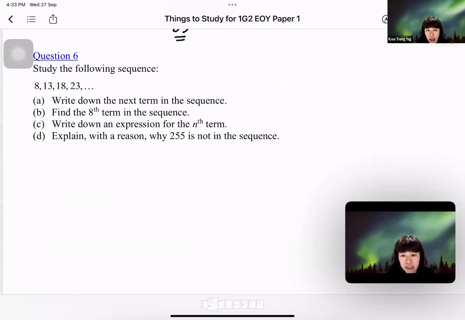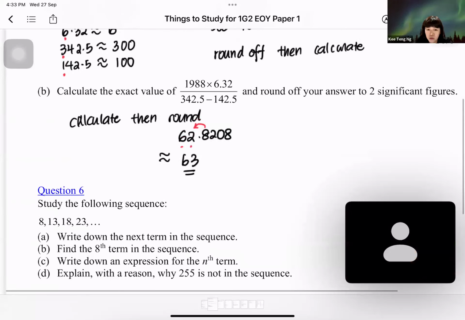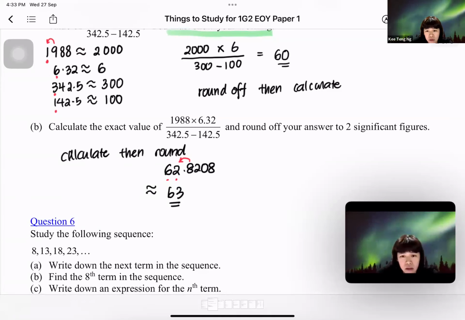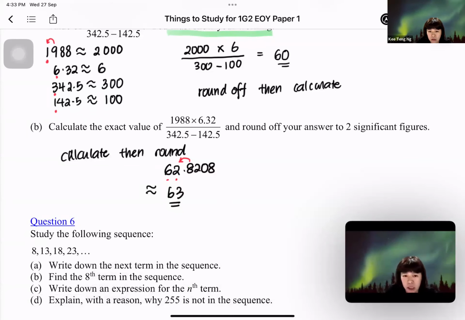Next one, study number pattern. I'm done copying. Actually, y'all don't need to rush to copy. I can send out the file to y'all later, then you can copy slowly. But never mind, y'all want to write, then let you write. Okay? Copy, but y'all know what's happening or not? Don't just copy only.